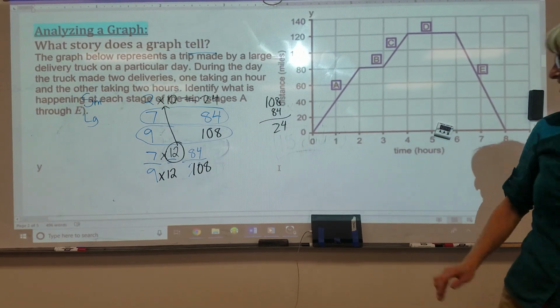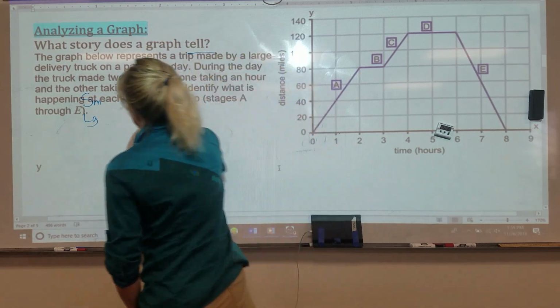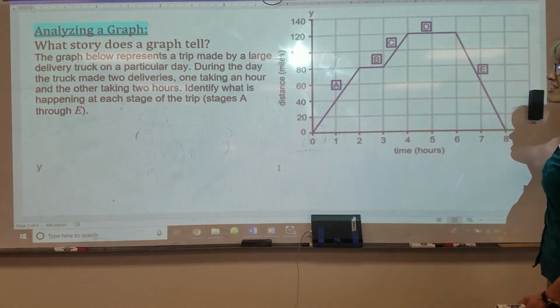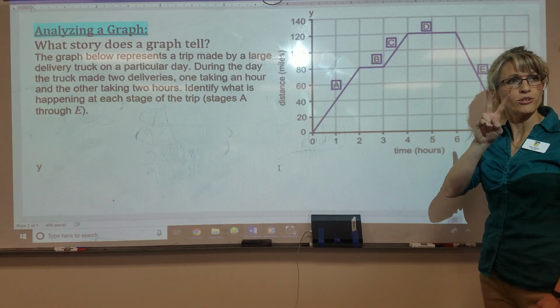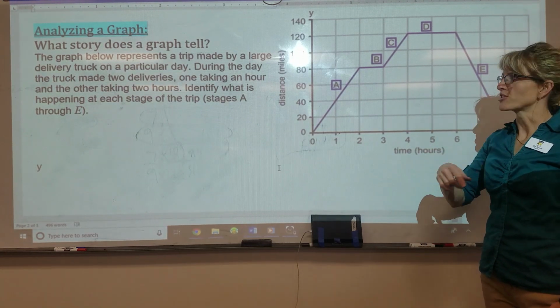Maybe. Okay, this is the fun part of the lesson. This is the fun part for me to teach. All right, so we're going to analyze a graph. You look at this graph, and it really does tell a story. So we're going to learn how to find out what the story is behind the graph. We're going to do 2 of them. This one I'm going to guide you through. The second one, you're going to answer, and I'm going to call on students.